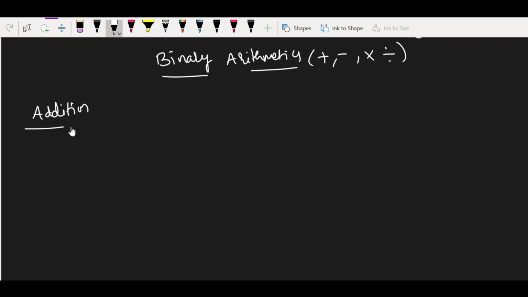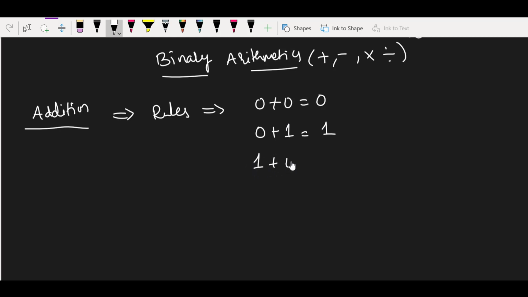So if you want to do the binary addition, first you should know the rules. These are the binary rules. The binary rule states 0 plus 0 will be 0, 0 plus 1 will be 1, 1 plus 0 will be 1, 1 plus 1 will be 0 with a carry 1, or you can write it as 1 plus 1 will be 0 with a carry here. That means if you put it here, it will be 1 0.